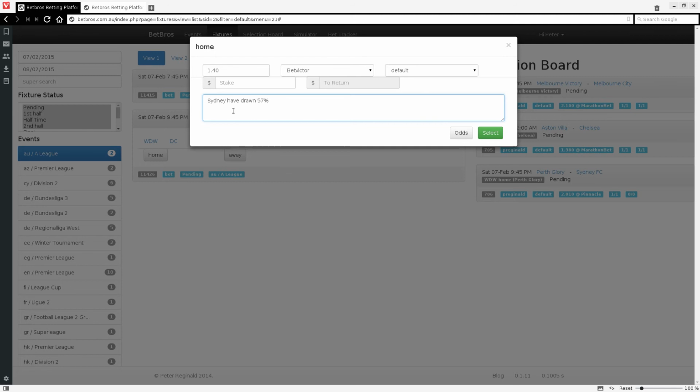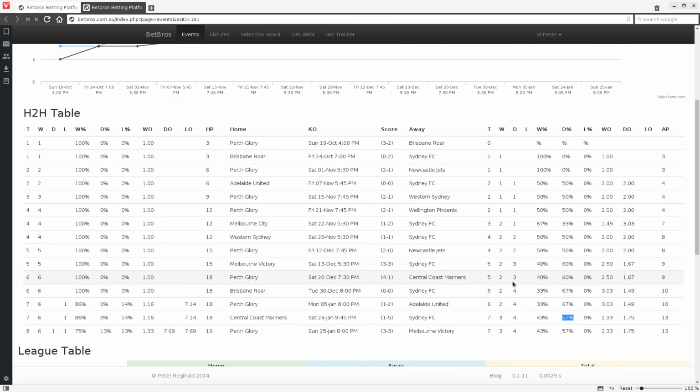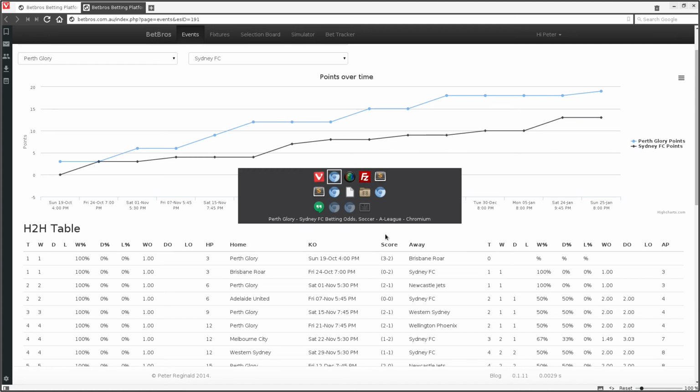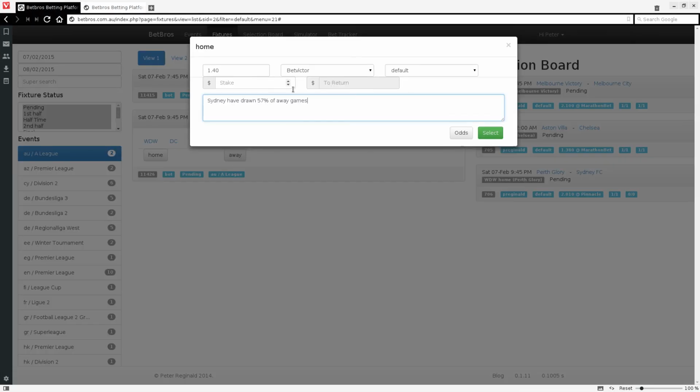Drawn 57% of away games. Now, another interesting statistic is that they have won 43% of their away games. So there's a good chance that it could also draw, although 86% at home could be a very strong indicator there for me. Okay, so let's go back to this.